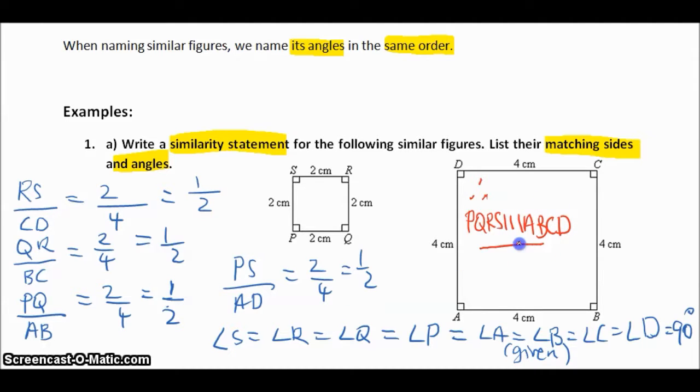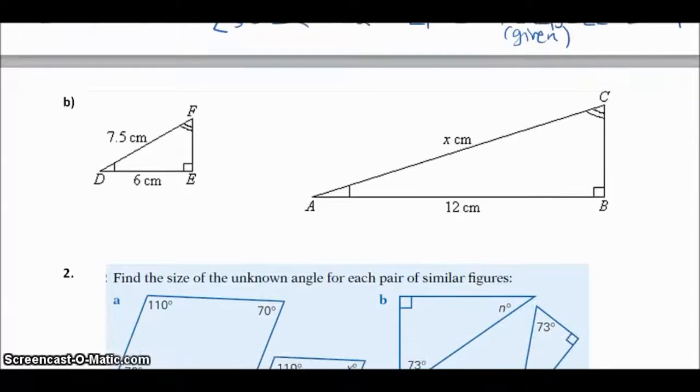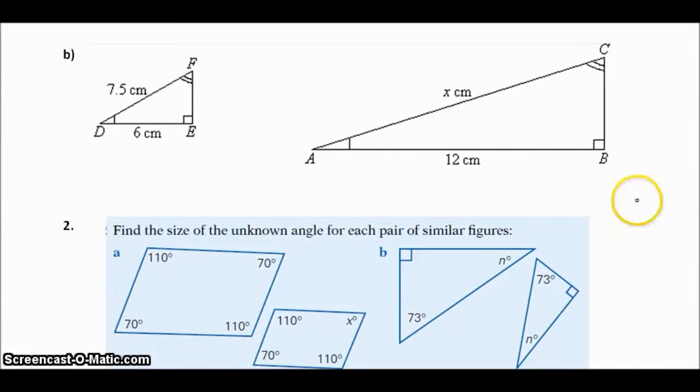And that is a similarity statement. Okay, let's have a look at the next one together. This time we've got two triangles. We've got an unknown side, but I'm going to ignore that, and they just want me to write the matching sides and angles from the question. So let's have a look at that.